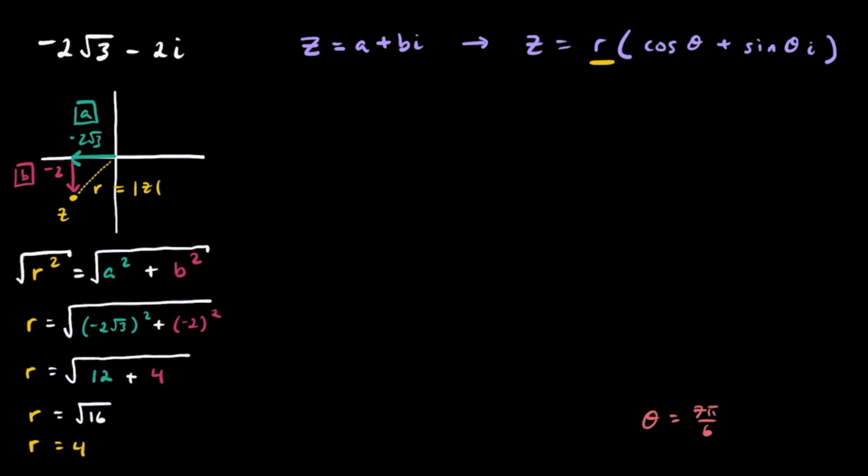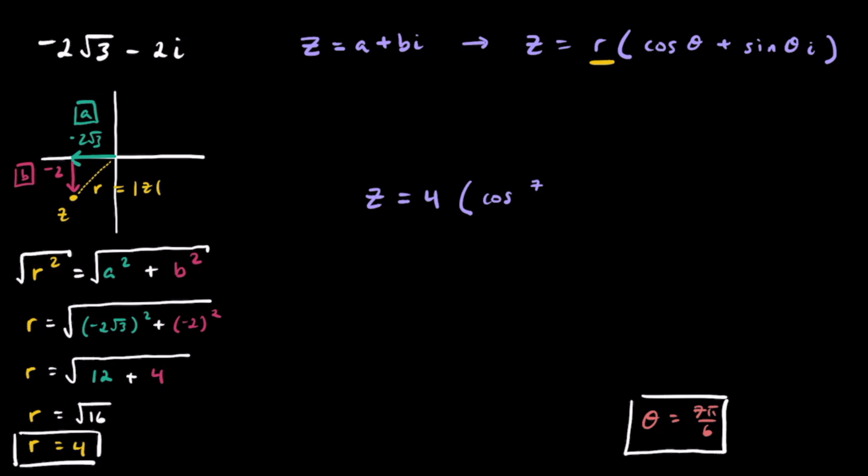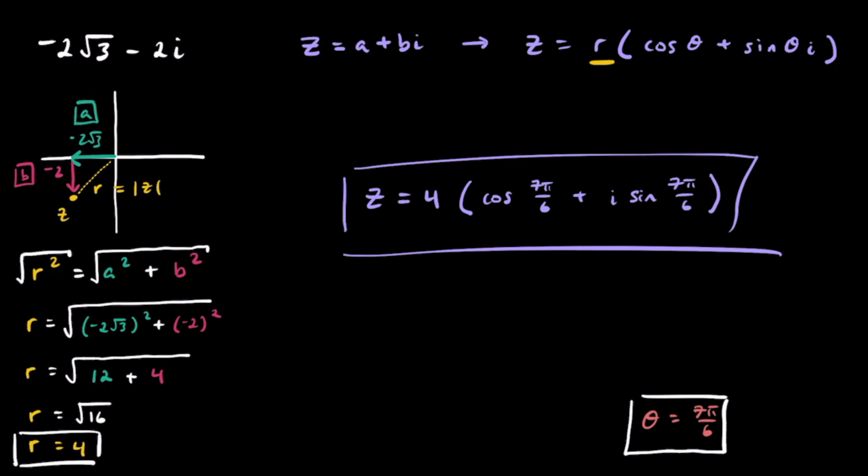Now that I've showed you 3 different ways to find this angle measure of 7 pi over 6, let's use that angle measure as well as the radius we found earlier to write our polar or trig form, and write z is equal to 4, that's the radius, times the quantity of cosine of 7 pi over 6, plus we can write i times sine of 7 pi over 6. Remember, you can put the i in the front or in the back, either one is fine, but this would be our new form. Let's try another one here.